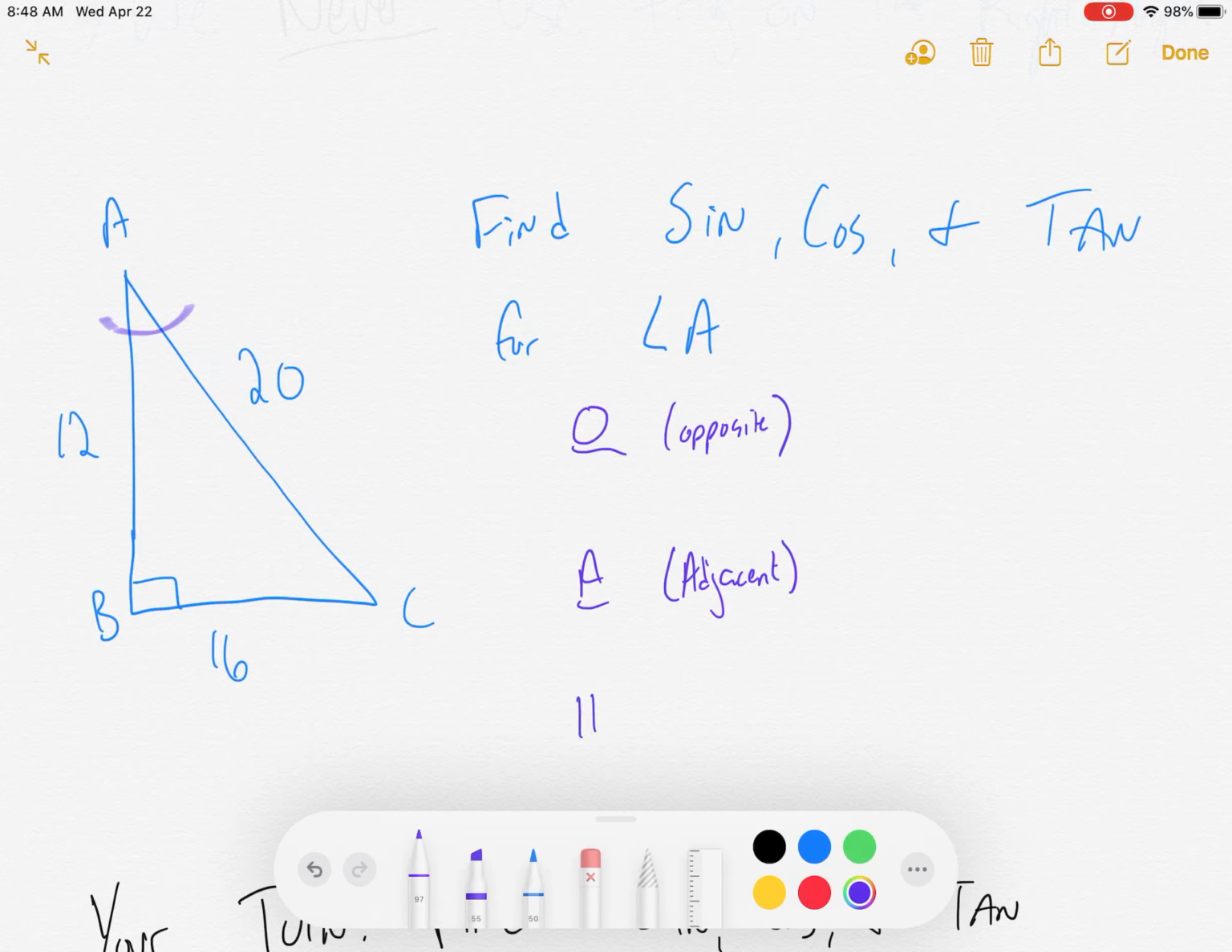opposite. A stands for adjacent. And H stands for hypotenuse. So, in terms of my purple angle, angle A up here, in terms of this angle, in order to figure out which side is opposite of angle A, all you do is draw a straight line across. So what's opposite? Draw a line across. Opposite of my angle is 16.